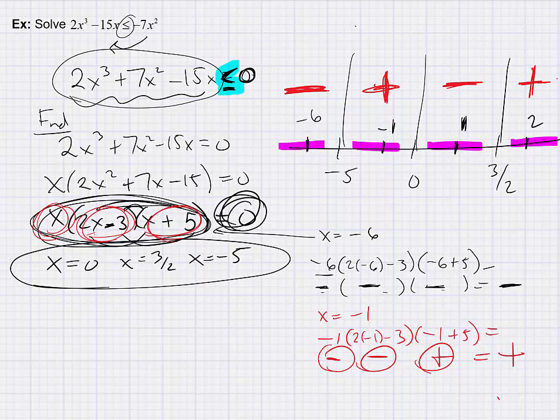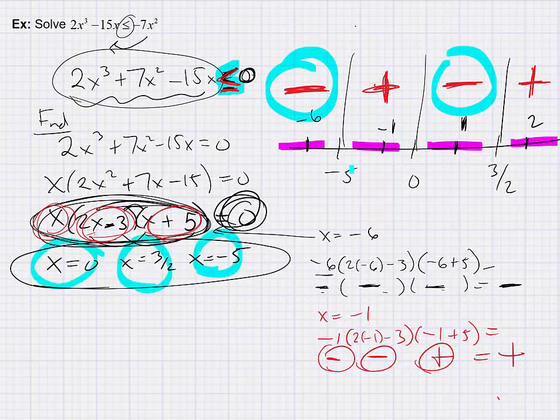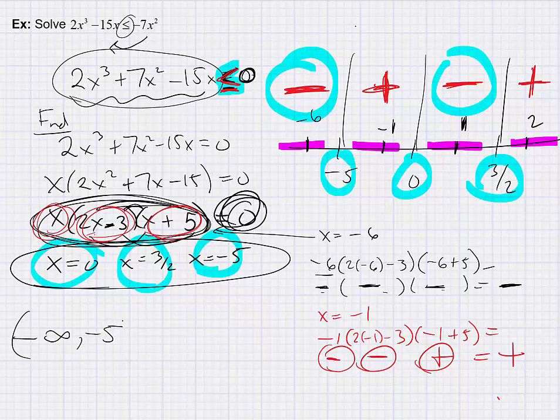Okay. Now, what did you want? You wanted to be less than or equal to 0. So what I want is negative, but I also want to be equal to 0. Remember, these are the 3 places that were equal to 0. So I want this, this, and this as well. So then what's my solution going to be? It's going to be the interval negative infinity up to negative 5. But I want to include negative 5 this time, because that's also part of what solves this.